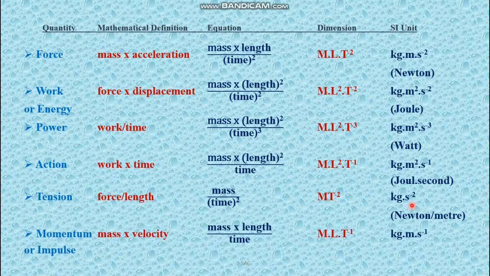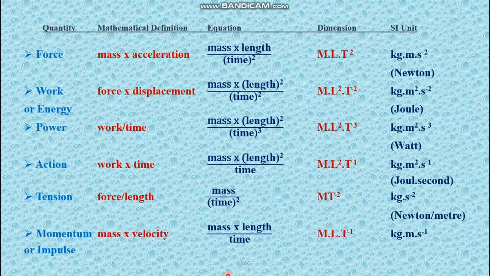After tension we move to momentum or impulse. You are all very familiar with the mathematical definition of momentum. It is the product of mass and velocity. Velocity is length by time, so the dimension is MLT^-1 and the unit is kg meter per second. And from Newton's second law of motion, the rate of change of momentum is force, isn't it? So if this is divided by t, it becomes MLT^-2. This is force.